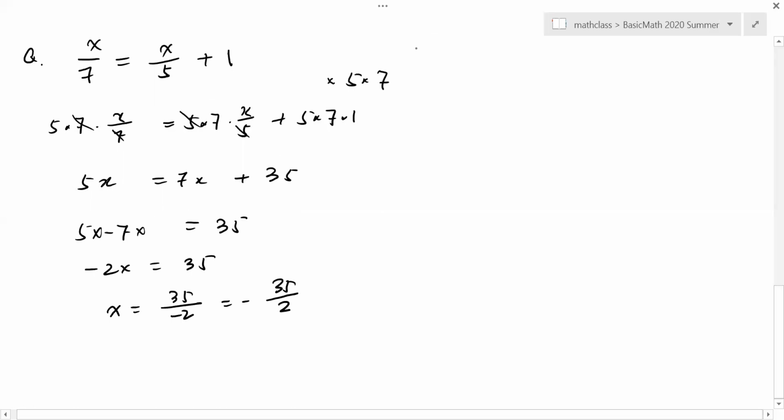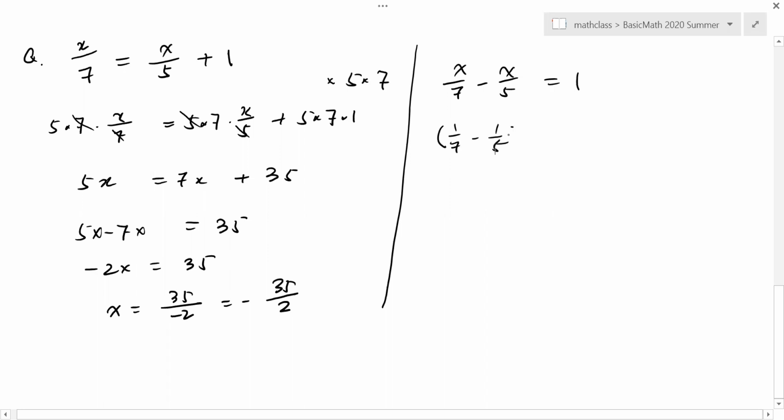But if you don't want to get rid of fractions, then you have to subtract both sides by x over 5, then equals 1, right? Then you have to do this subtraction. It's the same. So 1/7 minus 1/5. Okay, then you will get 35. 5 minus 7, x equals 1. Then negative 2 over 35, x equals 1.